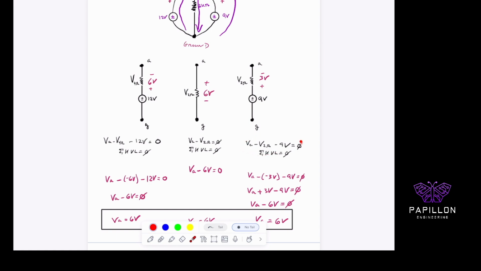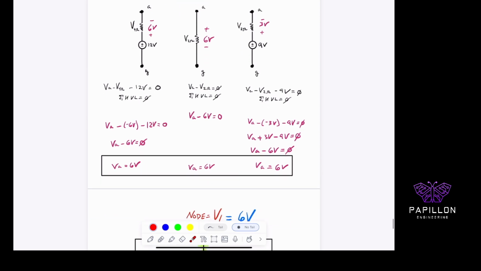So it's a potential difference of VA minus V2 minus 9 volts, but it's read as if I'm reading it from VA towards ground, I'm reading it as I see it. So I'm going VA minus, I'm entering the negative terminal, so it's minus 3 volts, and then minus a positive 9 volts equals 0. So therefore again, I get back VA algebraically equals 6.